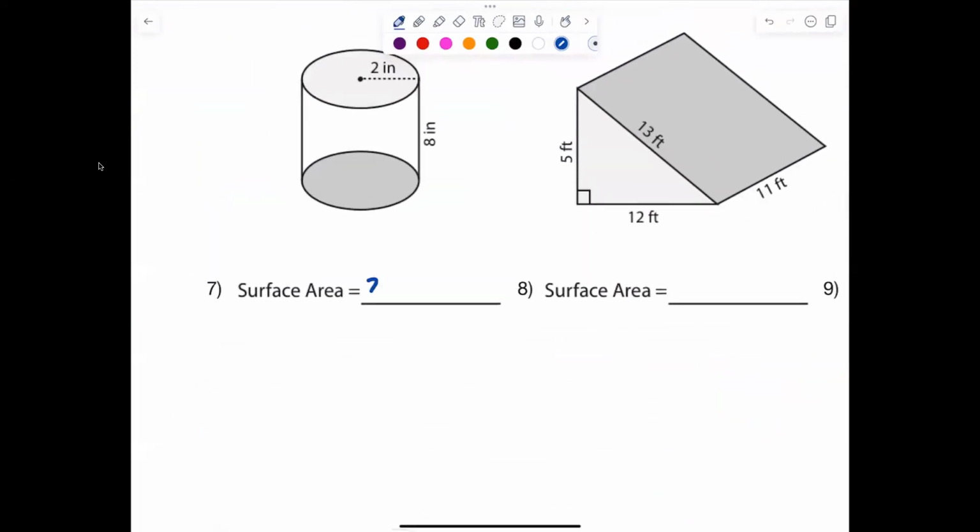Everybody's going to write down 2 pi r h plus 2 pi r squared. Is everybody with me on that? Everybody good? What's the radius? 2 pi times 2 times, what's 8? The height. Plus 2 times pi. What's the radius? Squared. All right, everybody jump in on that, please. Type that in.